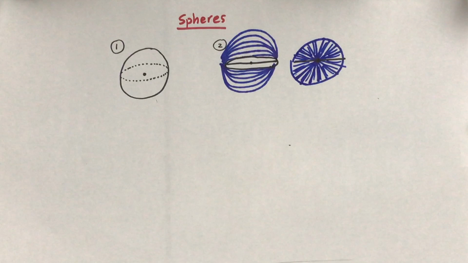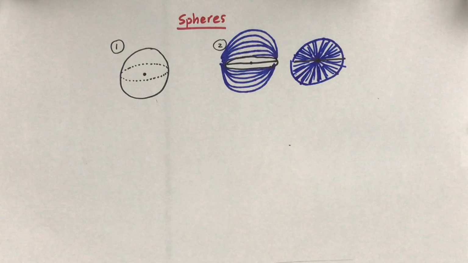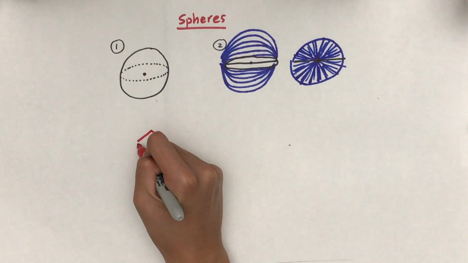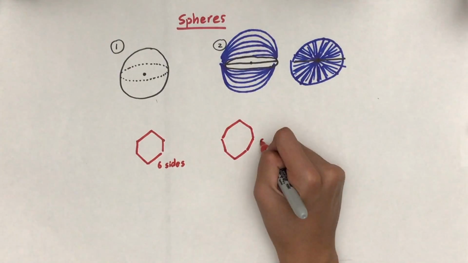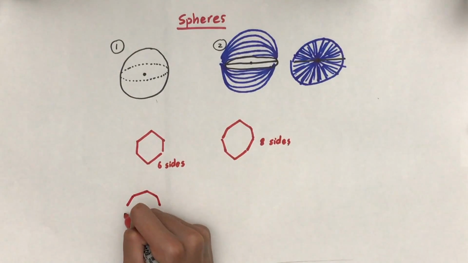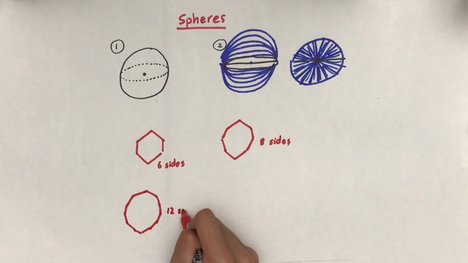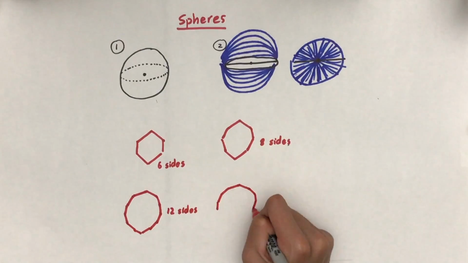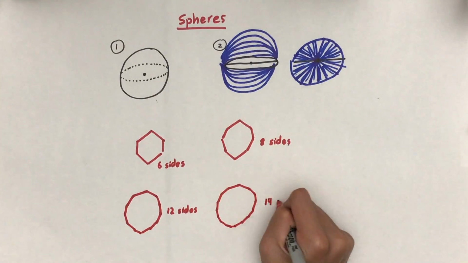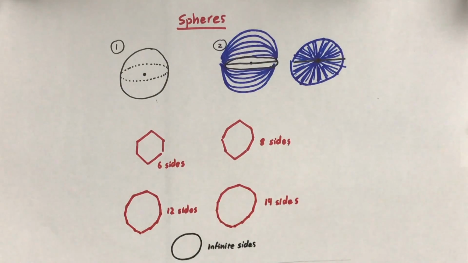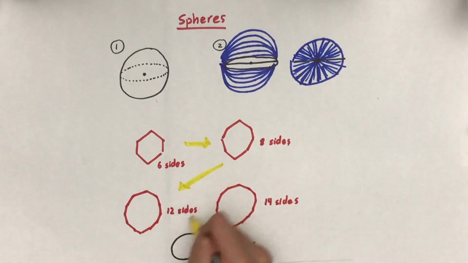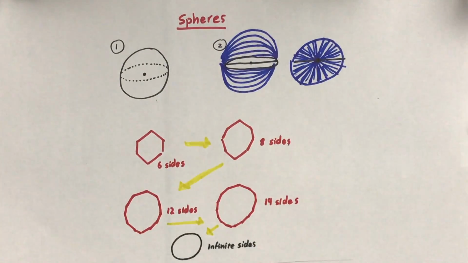So above I showed you how you can think of a sphere as a circle rotated about a diameter. Well, what if instead of a circle it was a regular hexagon, or a regular octagon, or a regular decagon, and so on? So as you increase the number of sides, you can see that it gets closer and closer to looking like a circle. And this is what some Greek mathematicians like Archimedes used to figure out the volume and surface area of a sphere. So let's start with the surface area of a sphere.